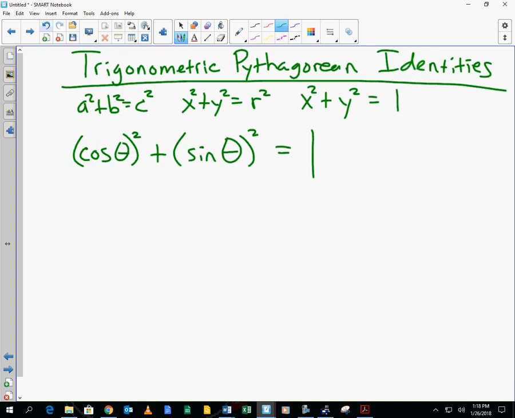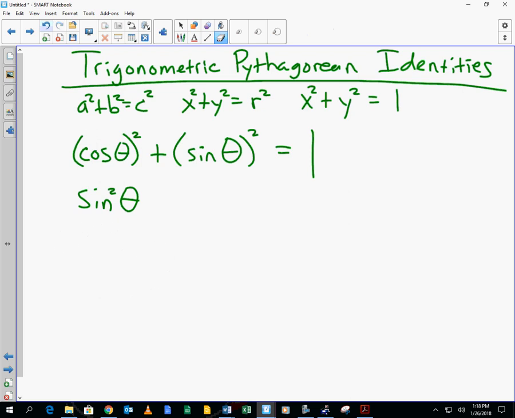Now, in trig, we get tired of writing the parentheses. So we want to write it without the parentheses. So we write it like this: sine squared of theta. Now, why don't we write it like this, sine of theta and then squared like that? Because then it looks like the theta is being squared, right? So when you write sine squared of theta, it means this.